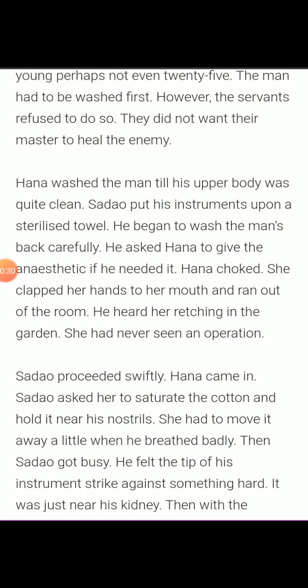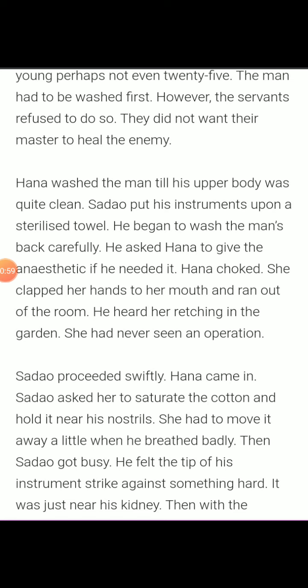The man had to be washed first. However, the servants refused to do so. Why? Because he was the enemy. Firstly, he was the enemy. Secondly, they were afraid of the Japanese police. They did not want their master to heal the enemy. Hana washed the man till his upper body was quite clean. Sadao put his instruments upon a sterilized towel. He began to wash the man's back carefully.